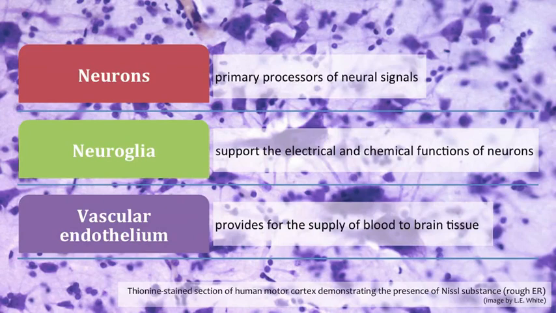And I would just remind you again that there are also vascular endothelial cells found in this tissue as well, given the fact that the brain requires such a steady and abundant supply of the cardiac output in order to maintain the functions of the brain.